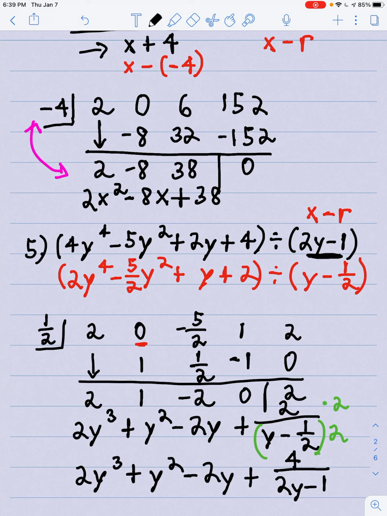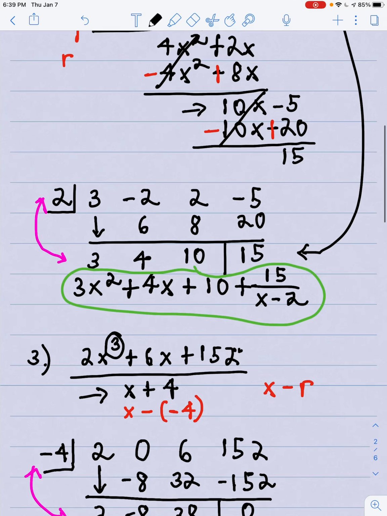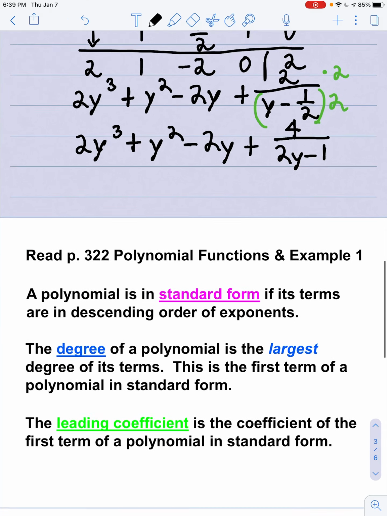Good. I hope that helped. There are some additional examples, because you're going to notice I did the odd examples from my notes. The rest of my notes are on Canvas.